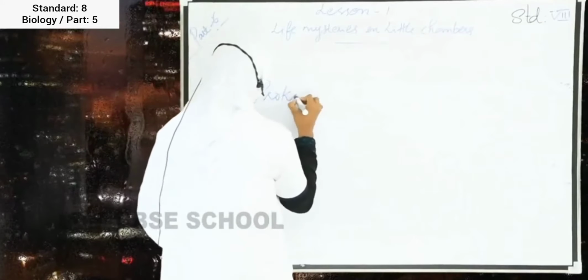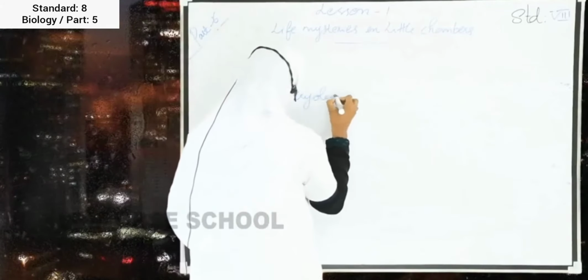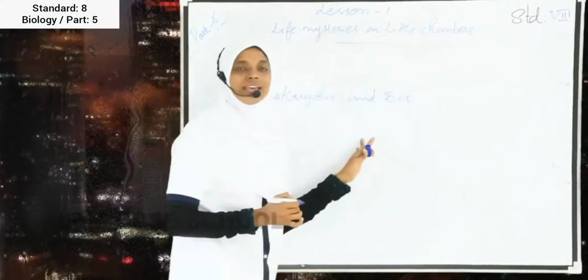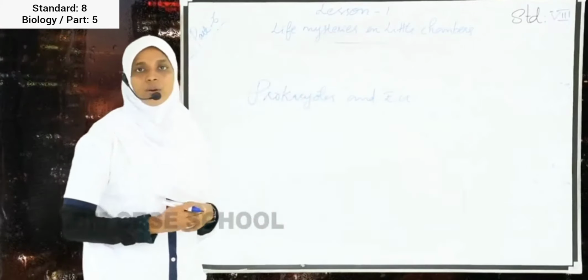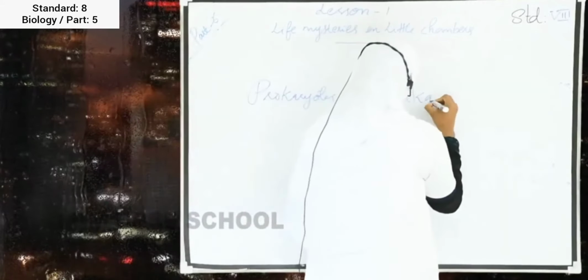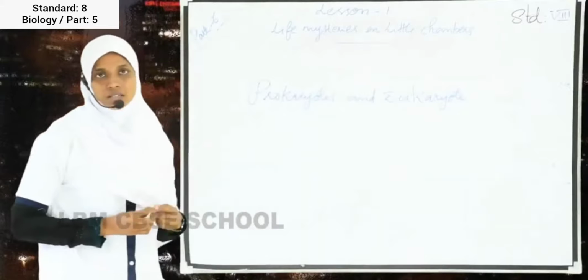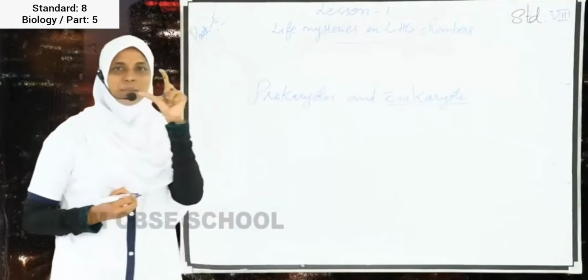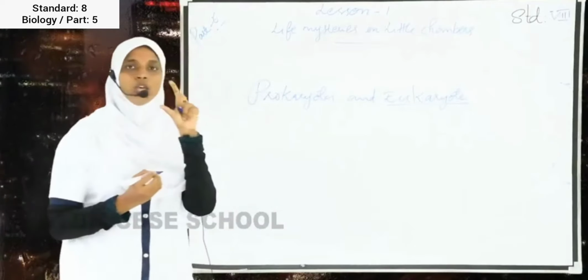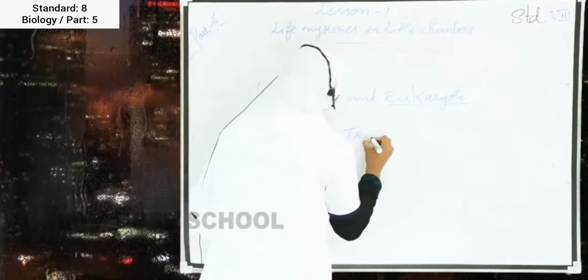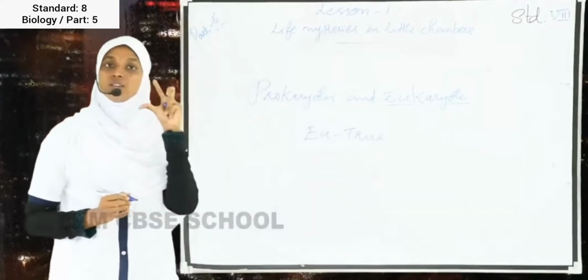Prokaryotes and eukaryotes. From the name we can easily learn what is a prokaryote and what is a eukaryote. So what is eukaryote? What is the meaning of U? In biology, U means true. And karyote means nucleus.